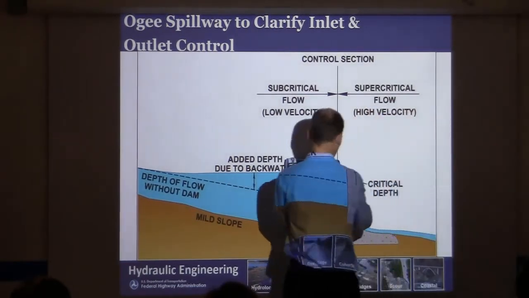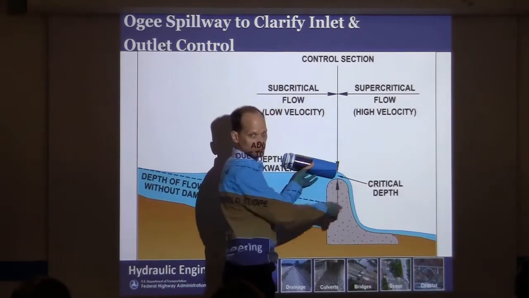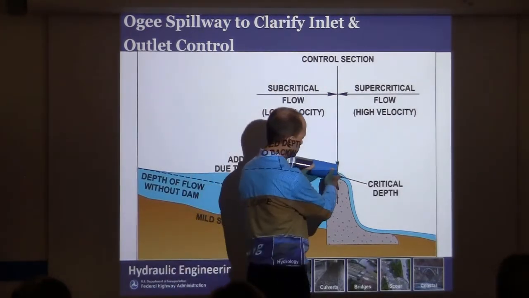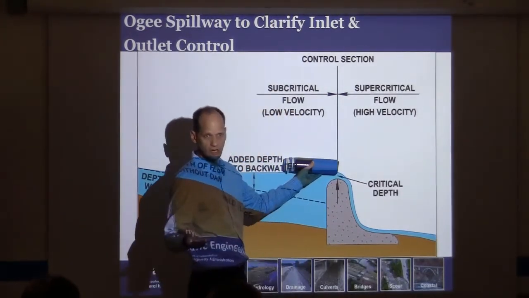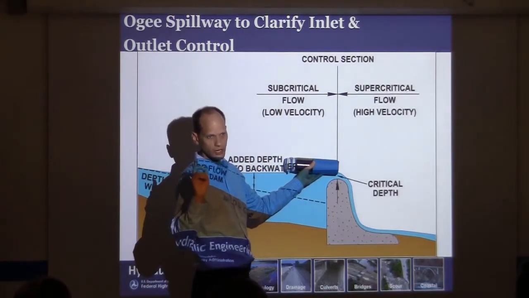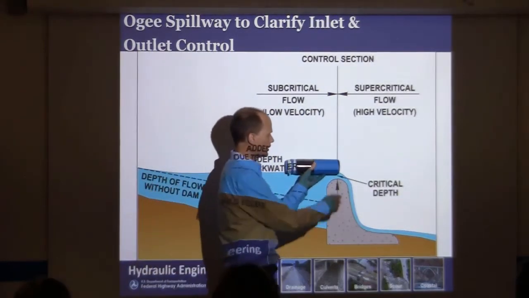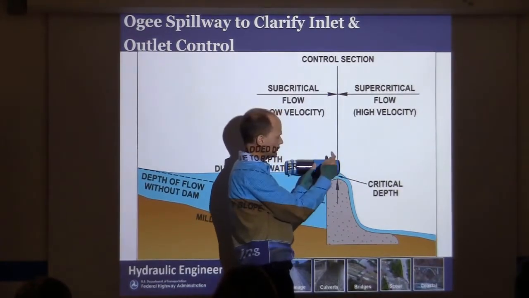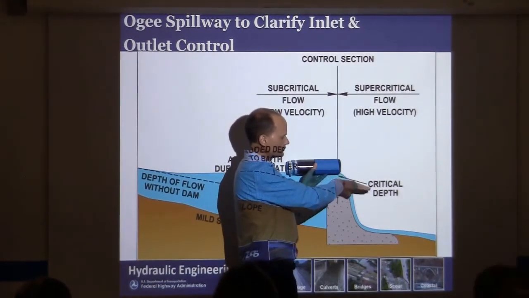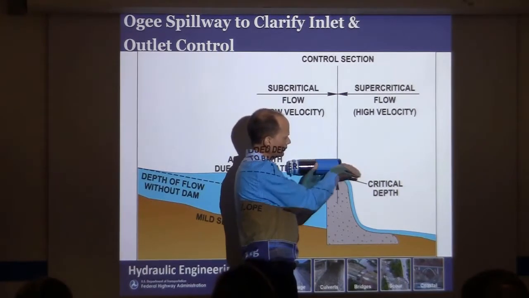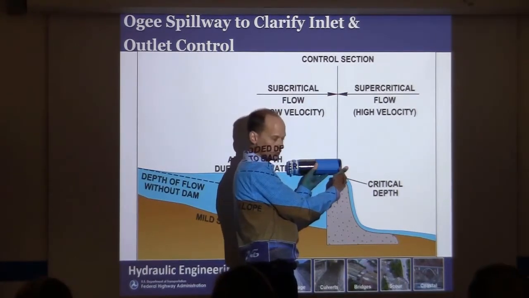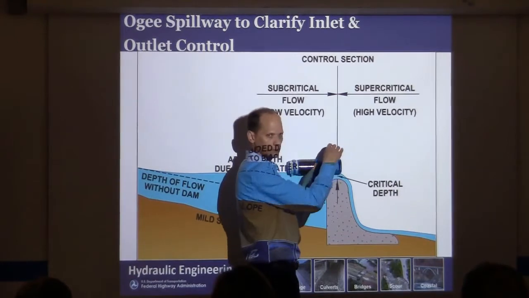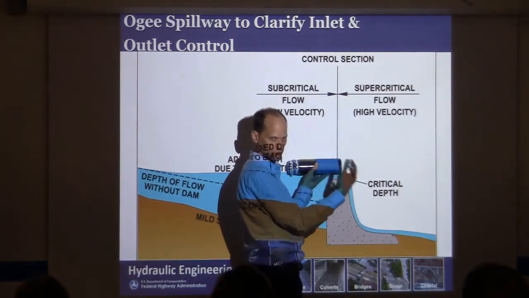Okay. The control section, say its critical depth in this case, is right here at the outlet, and therefore you know it's outlet control. Control section in outlet control is either at the outlet or it's the tailwater. If there's critical depth occurring, if this is shallow tailwater and it's spilling out through critical depth, the control section is here. If it's high tailwater, then the tailwater actually is the control section.